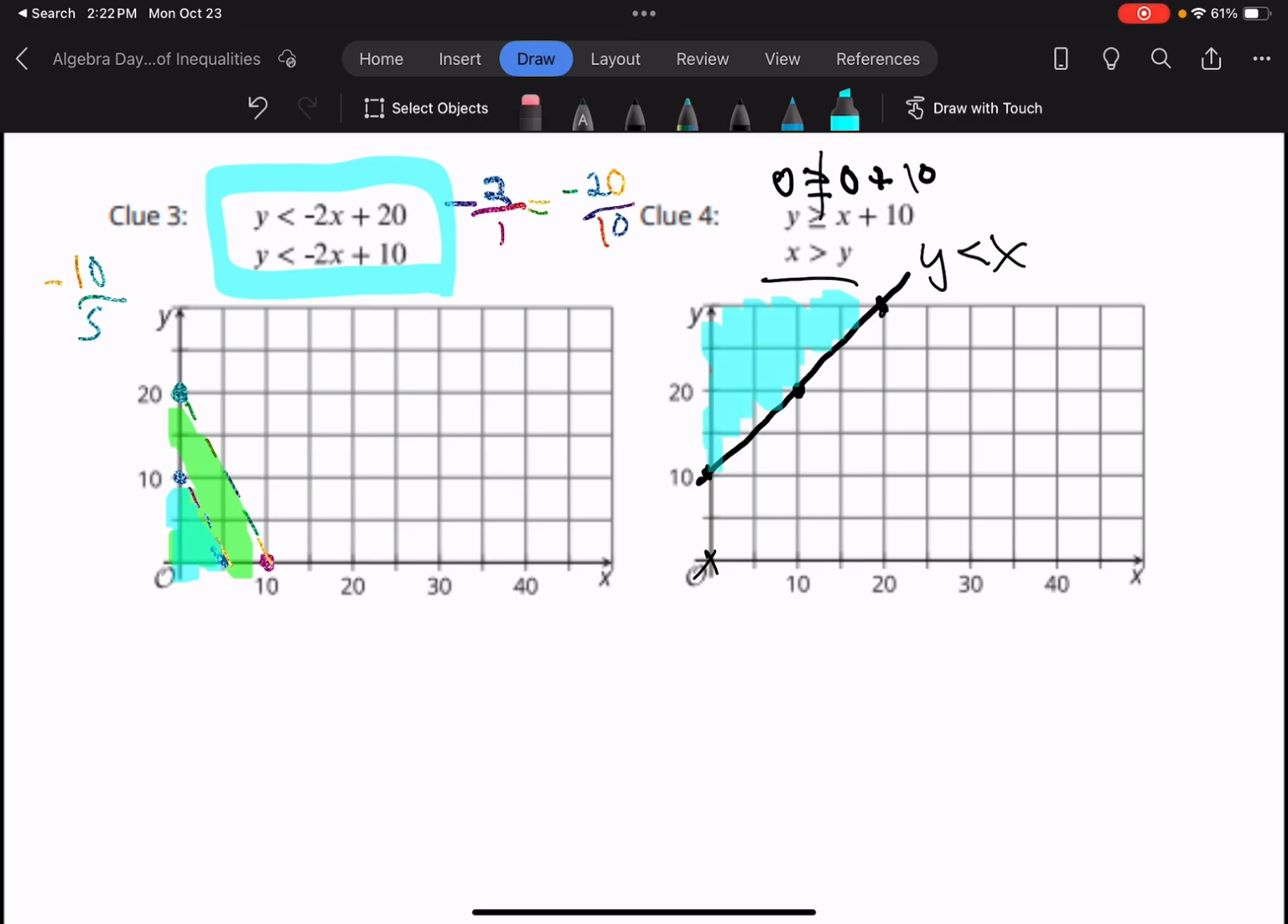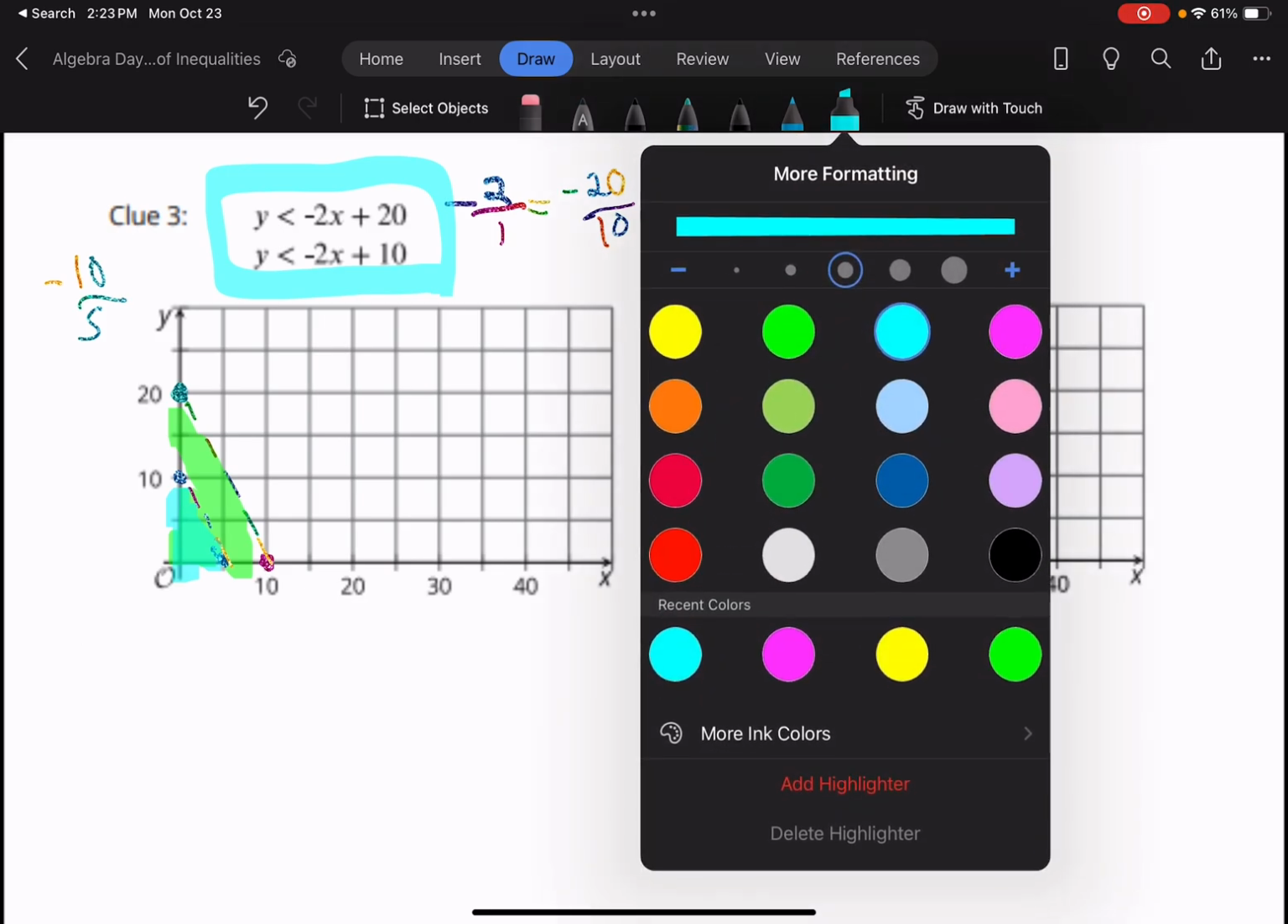And then we have x is greater than y, or y is less than x in this case, and so that would be starting at the origin and going up 1 over 1, right? So we're going to have nice even increments here. And so again, we have the same slope with a different y-intercept. This is going to be dotted. And now it says x is greater than y, or y is less than x.